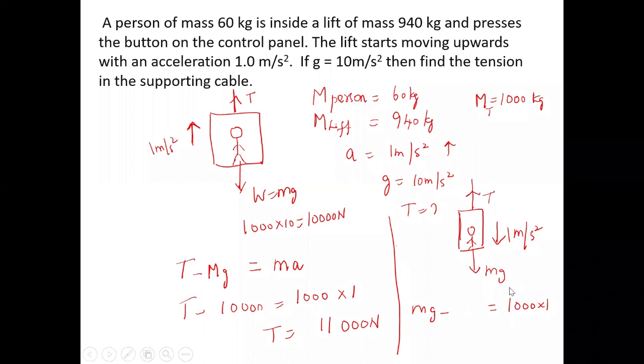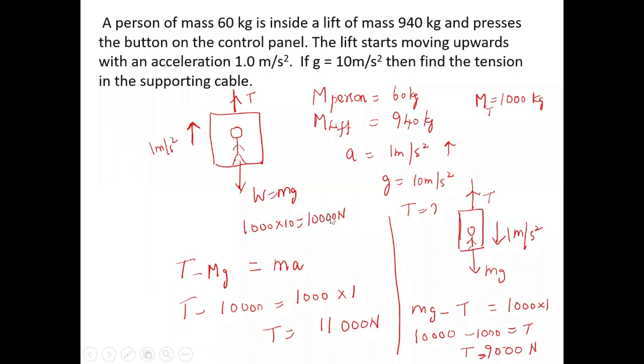There is a net downward force, so the net force is downward force minus upward force. So mg minus T. What is mg? mg is 10,000 minus T is equal to 1,000. So T will be 9000. Tension will be 9000 newton.